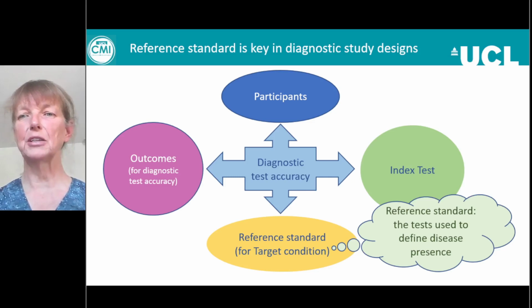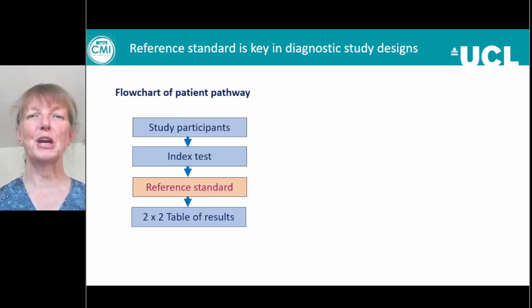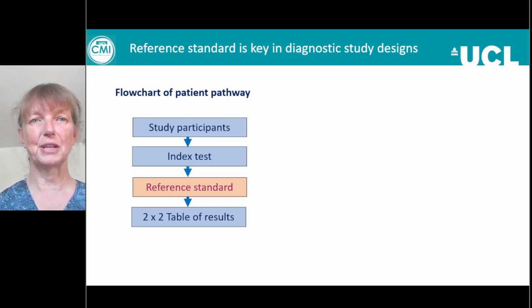Okay, in this video we're going to talk more about the reference standard, which is the test or tests that you use to define the target condition, often the disease presence. When we were talking about a flow chart of patients, we were doing diagrams like this in several of the previous videos. So we had our study participants, they were all getting the index test, then they were all getting the reference standard, and then everyone goes into a 2x2 table of results.